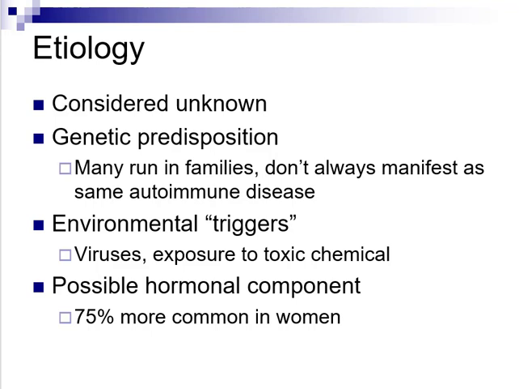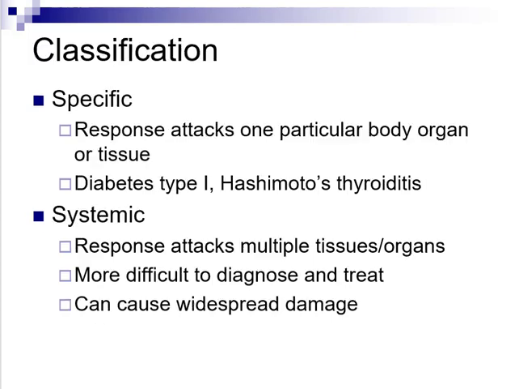They also think that there could be environmental triggers, that you're exposed to certain viruses or certain chemicals, and that may start a cascade of events that triggers an autoimmune response. And potentially that there is a hormonal component because autoimmune disorders are about 75% more common in women. So the way autoimmune disorders are classified is whether it's a specific organ or tissue that is attacked, or if it's systemic, the response occurs across multiple tissues and organs. So some specific autoimmune disorders would be diabetes type 1, those beta cells of the pancreas, or Hashimoto's thyroiditis, so the killing off of some of the thyroid gland.